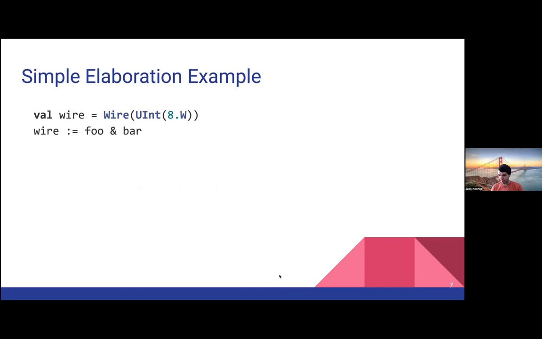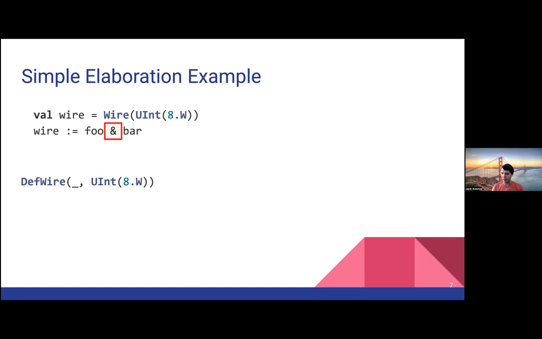elaboration example: you write a wire, pass it UInt(8.W), and then you connect the wire to foo and var. So what really goes on here? When you do that wire call, there's this global hardware data structure that we're building. And so what happens is we push the wire to that structure, and it creates a DefWire node.